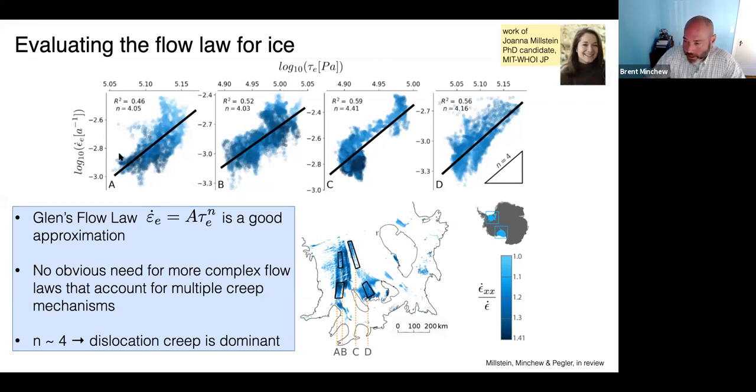So there's no obvious need for more complex flow laws that account for multiple creep mechanisms and so forth. But perhaps more interestingly, the slopes that we get for all of these give us a value for the stress exponent around n equals 4, suggesting that dislocation creep within the ice is a dominant mechanism.